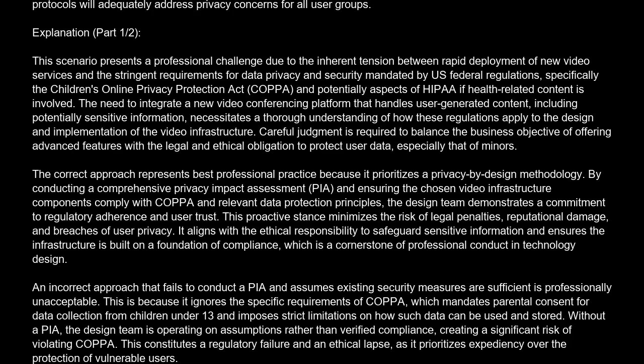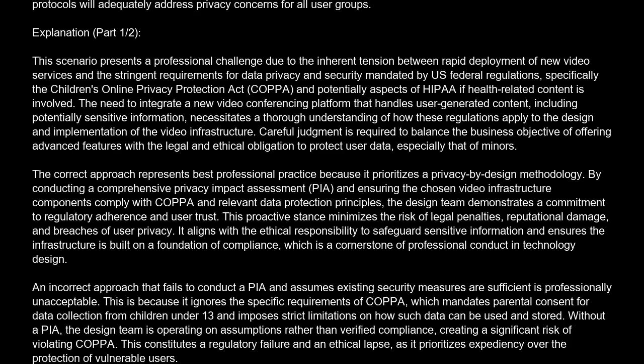The correct approach represents best professional practice because it prioritizes a privacy-by-design methodology. By conducting a comprehensive privacy impact assessment (PIA) and ensuring the chosen video infrastructure components comply with COPPA and relevant data protection principles, the design team demonstrates a commitment to regulatory adherence and user trust. This proactive stance minimizes the risk of legal penalties, reputational damage, and breaches of user privacy. It aligns with the ethical responsibility to safeguard sensitive information and ensures the infrastructure is built on a foundation of compliance, which is a cornerstone of professional conduct in technology design.